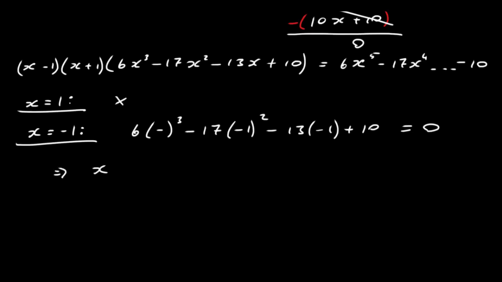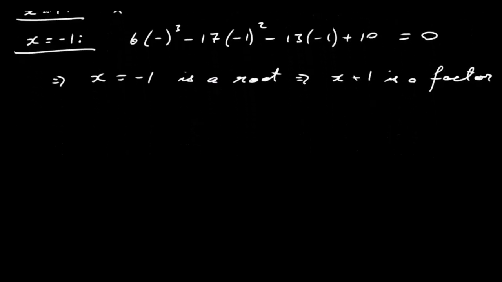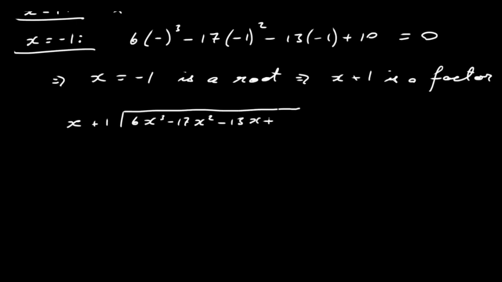So again, that means that x is equal to minus 1 is a root. So that just means that x plus 1 is a factor. Okay, so now we have another factor, and it happens to be the same factor that we got earlier on. So we have repeated roots there, in other words. So what we've got to do now, finally, I hope this is the last time anyway, is divide x plus 1 into that cubic expression that we had earlier, which was 6x cubed minus 17x squared minus 13x plus 10.